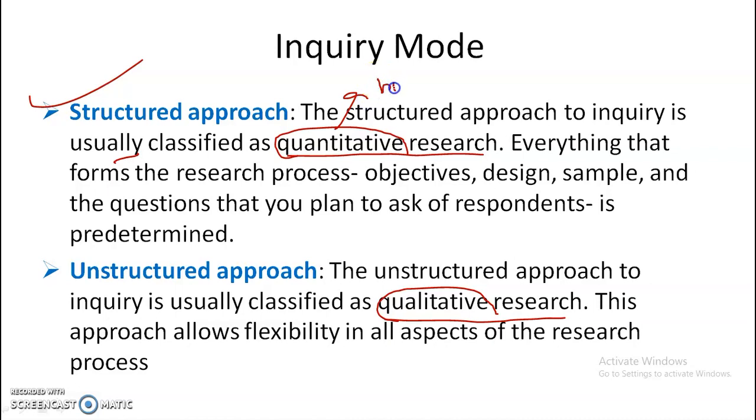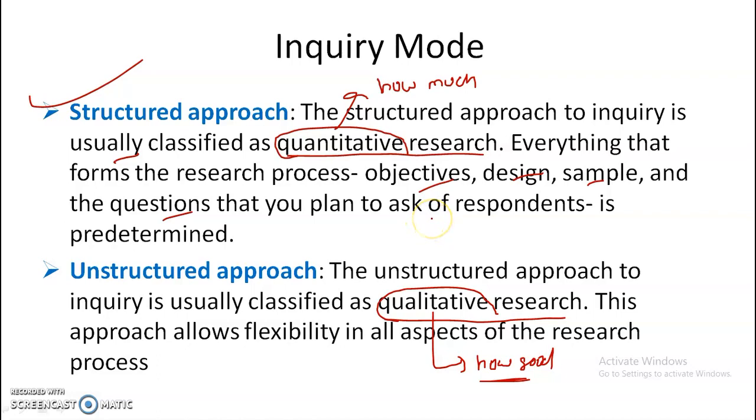Quantitative means how much, okay? Qualitative means how good, okay? So that is the difference. Quantitative means how much quantity, qualitative means how good it is, right? So in this structured approach, everything that forms the research process, like the objectives, design, sample, and the questions that you plan to ask of respondents, is already predetermined.